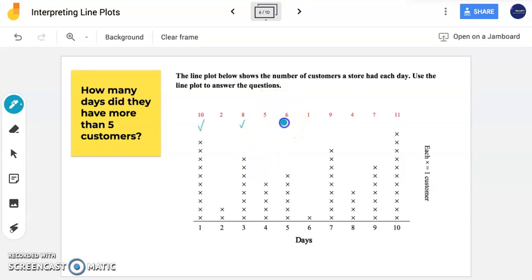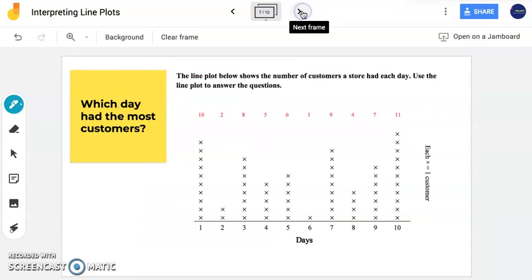Day 5 has 6 customers. Yes, that's good. Day 7 has 9 customers. That's good. Day 9 has 7 customers. That's good. And day 10 has 11 customers. So how many days did they have more than 5 customers? Well, let's count how many days I put a check next to. 1, 2, 3, 4, 5, 6. So 6 days would be the answer to my question.